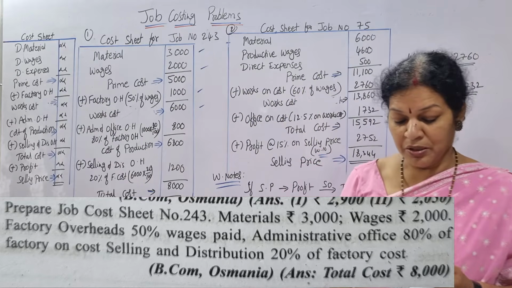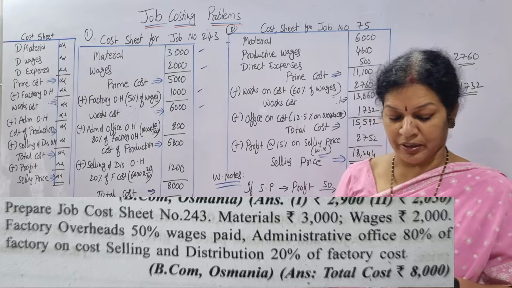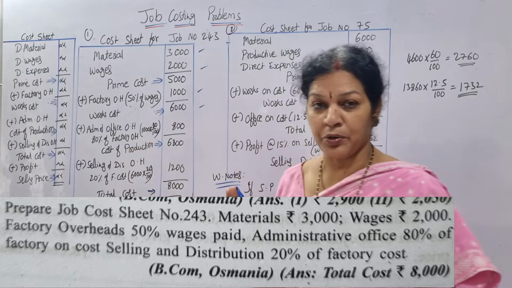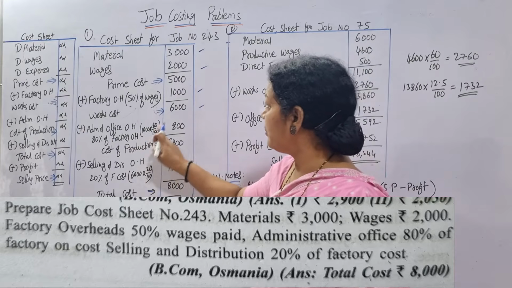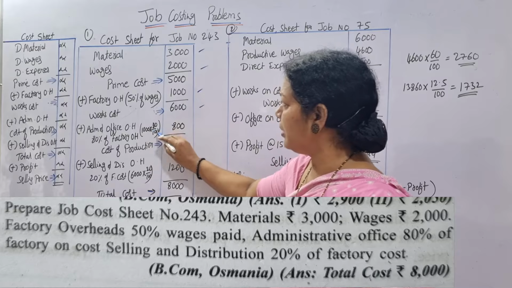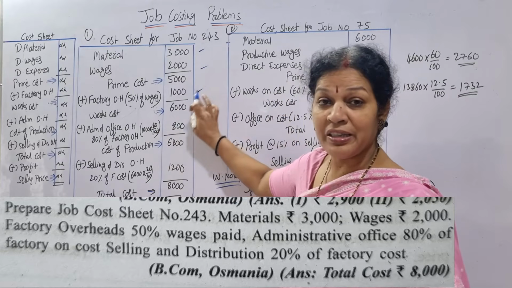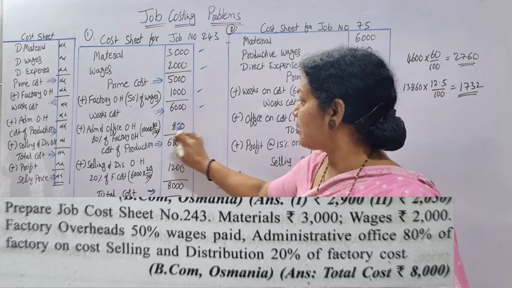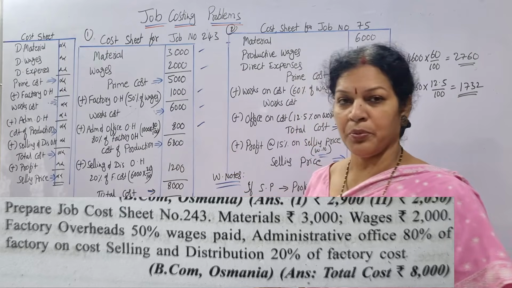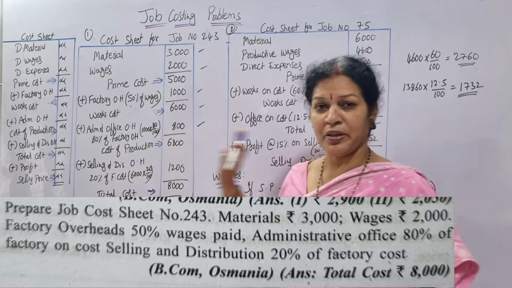Now, administrative and office overheads, 80% of factory overheads. Factory overheads are 1000. 1000 into 80% is coming to 800. If we add this, you get cost of production as per the pro forma. Cost of production, you got it.